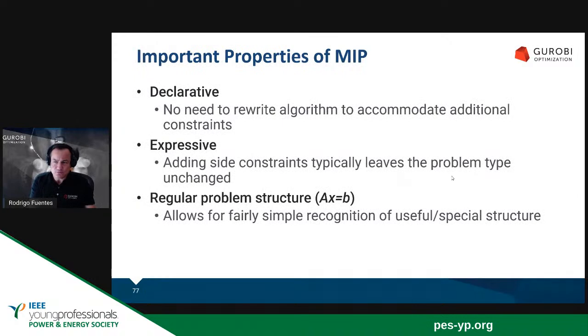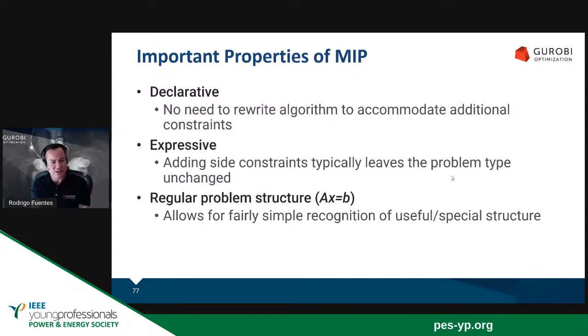So the properties of mixed integer programming. The main one is that because you isolate yourself from the solution of the problem, Gurobi, that's the solution of the problem, you only have to worry about formulating your problem. So MIP is a declarative approach. You basically have to worry about writing your model. If you have a new idea or you want to refine your model or change some business condition of your model, you can add a constraint.